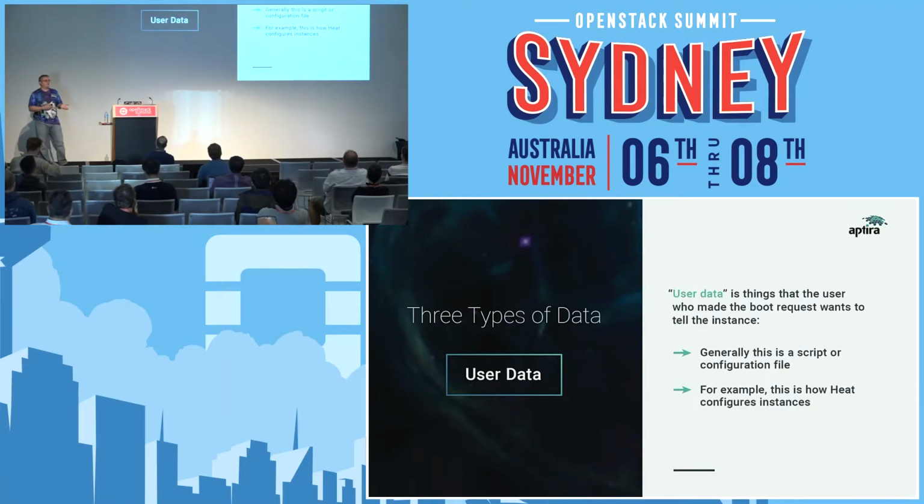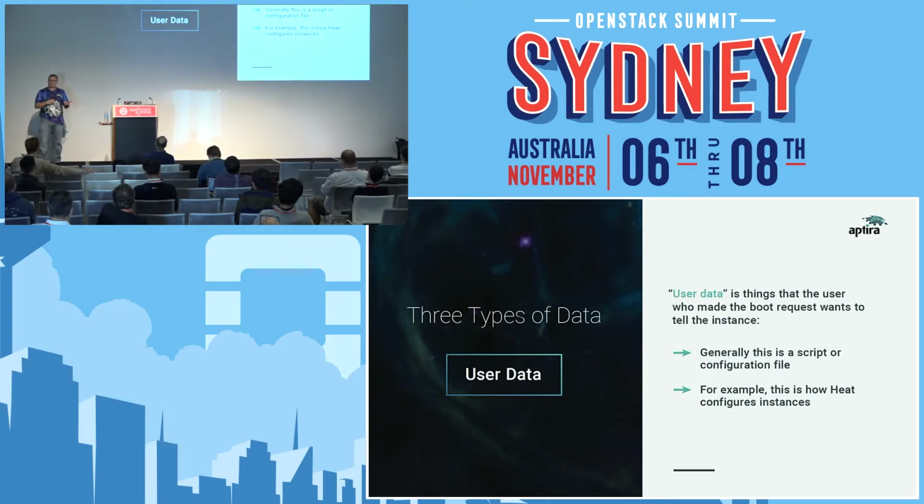The next type of metadata is user data. User data is data that is provided by the user that started the instance. So this, for instance, could be a shell script, or it could be a configuration file. And it's how Heat, for example, configures instances when it boots them. It generates these little shell scripts and says, go do that thing for me once the OS has come up.